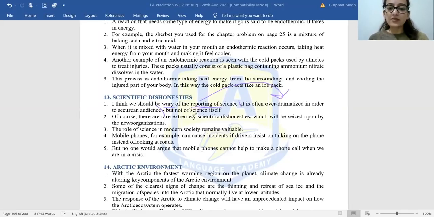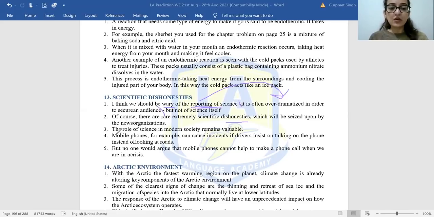Of course, there are rare, extremely scientific dishonesties which will be seized upon by the news organizations. A difficult topic, not kind of an easy story, so we should only go with hints. Here we said reporting of science, and here we say dishonesties. So when we report something scientific, it can be honest, it can be dishonest. So the broader thing will be reporting of science, and out of that one branch can be dishonest things, untrue things that are talked about by the news organizations, obviously.